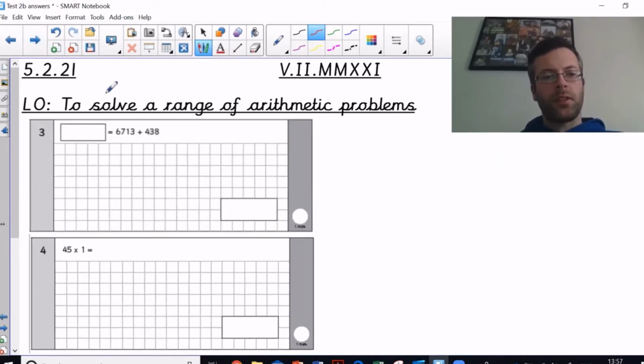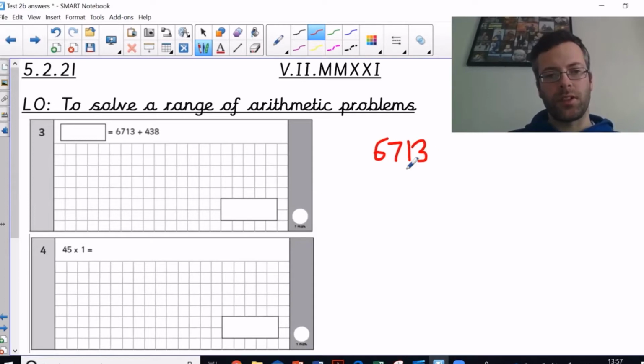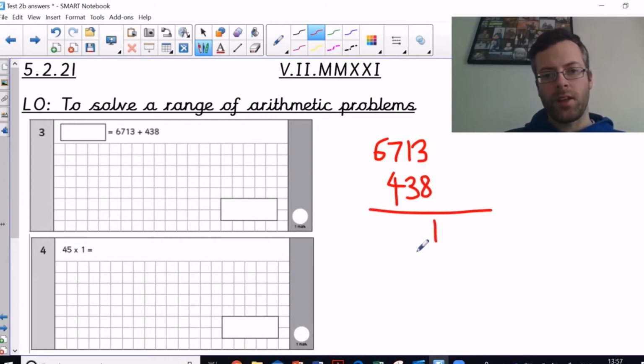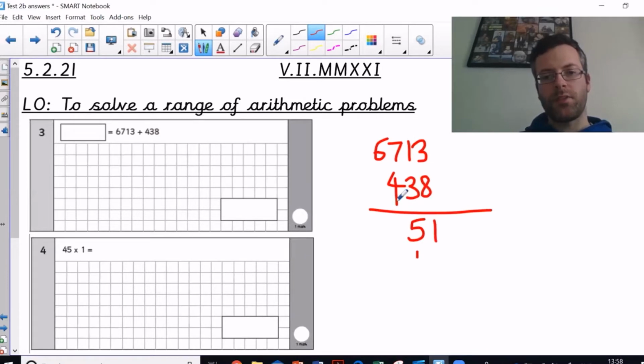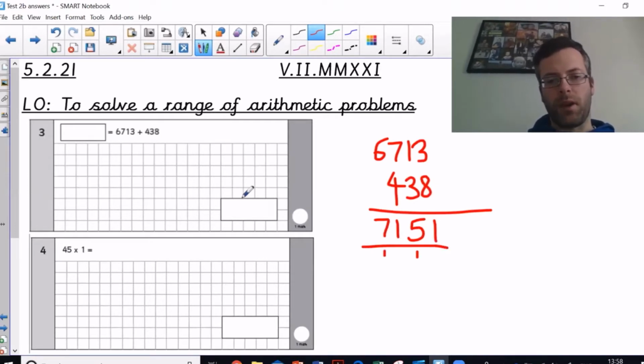Next one. Something equals 6,713 add 438. To be honest, I'm probably going to put that in a column because there's nothing that massively jumps out about doing that a quicker way. So we end up with 11 ones, 4 tens plus that one is 5 tens, 7 hundreds adds those 4 hundreds is 11 hundreds, 6,000 plus that one, 7,151, and I'm happy that that would be about right.